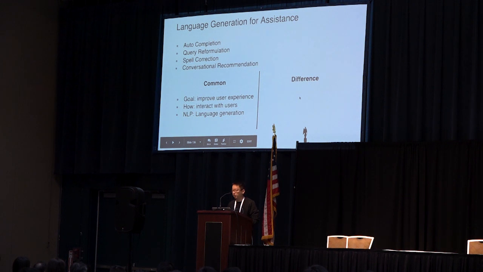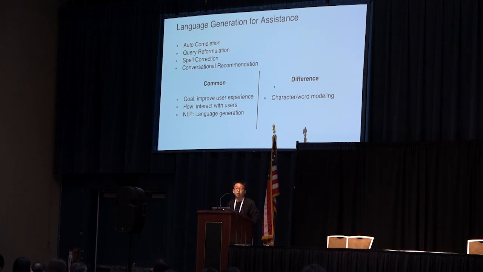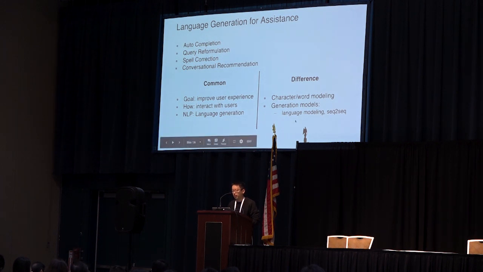In terms of the difference, some of the tasks only focus on the word modeling, like the query formulation or conversational recommendation. Some other tasks have a higher standard that you have to model the characters and the words at the same time. The generation model is also slightly different. Autocomplete only uses language modeling, and the other several ones use sequence to sequence.